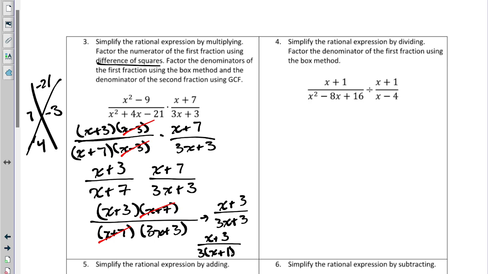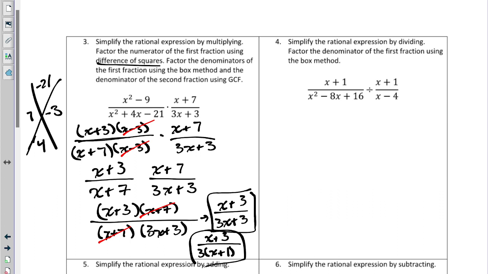Maybe I did something wrong. I don't know. I don't have time to restart. Okay, I think that's the answer. I think this should be 9 if they wanted them to cancel. But either way, it's cool. Factor the denominator. Oh, the second is using GCF. Sure, I guess you can write it like this if you want. Either one works for me.